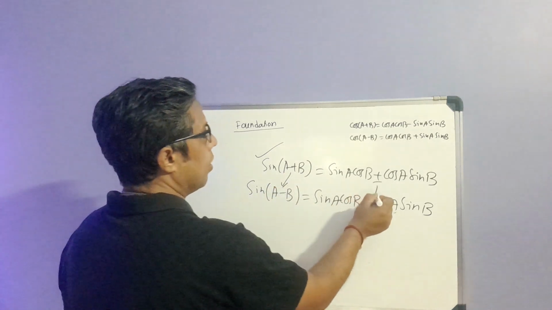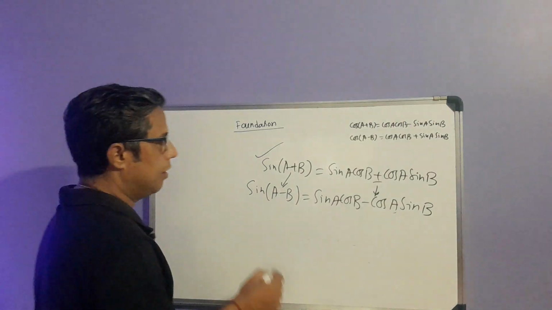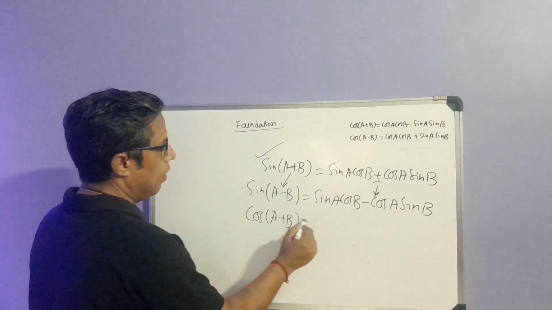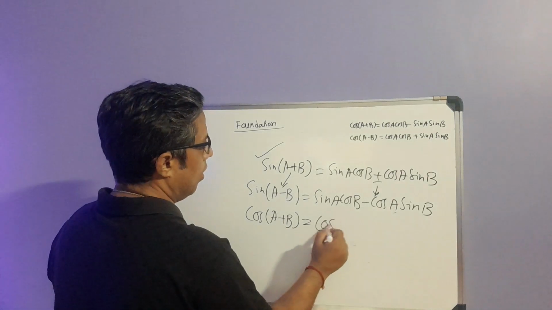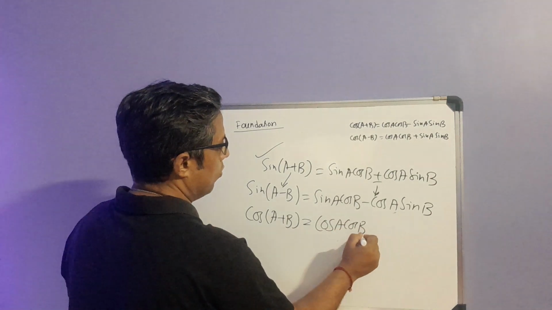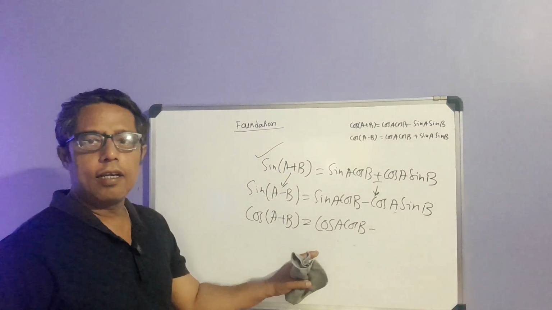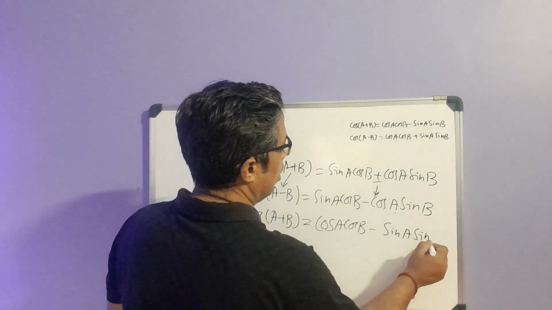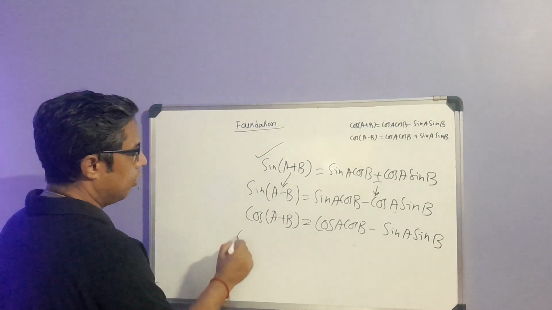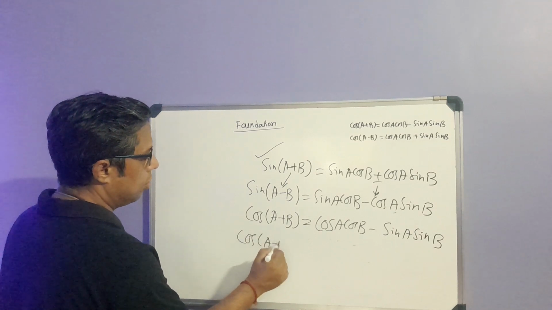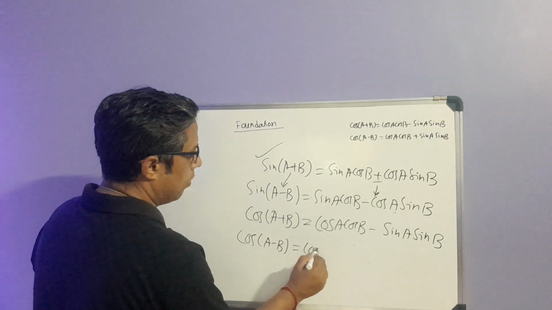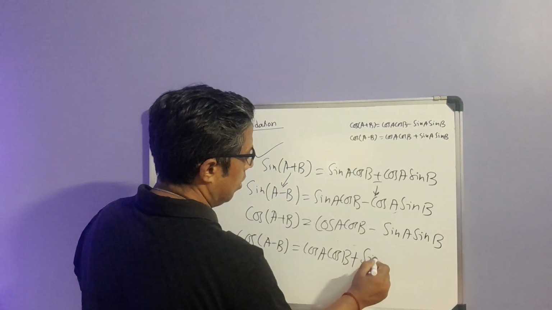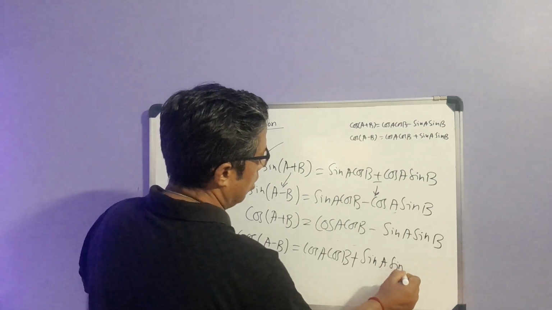This will be minus. That's it. Now next is the cos of a plus b. Cos of a plus b means cos a cos b. So their cos are clubbing together, then sines are clubbing together: sine a sine b. So what about the cos of a minus b? It will be just opposite. Cos of a minus b means cos a cos b plus sine a sine b.